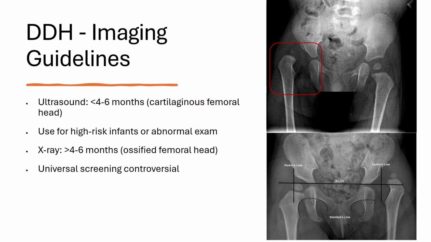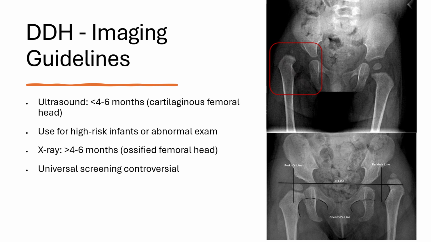Understanding when to use ultrasound versus X-ray for DDH evaluation depends on the developmental stage of the femoral head and what information you need. Before 4 to 6 months of age, the femoral head remains cartilaginous and doesn't show up on X-rays, making ultrasound the preferred imaging modality. Think of this as trying to photograph something that's transparent to X-rays. You need a different technology to see the structures clearly.